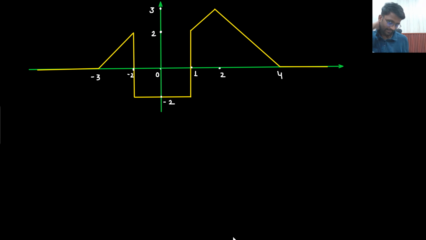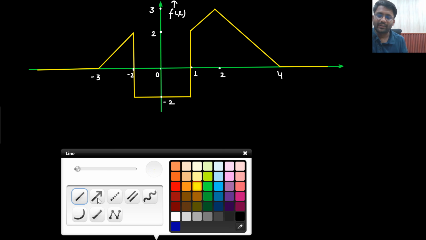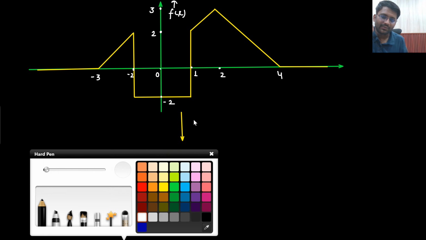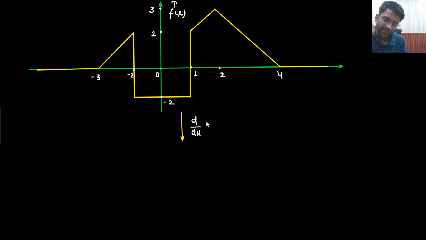Okay. So what is the slope here? You need to differentiate this graph. This is your f(x), you need to differentiate this. So d by dx of f(x), we need to differentiate. What we will get is g(x). So what is the slope here? The slope is 0. What is the slope here?